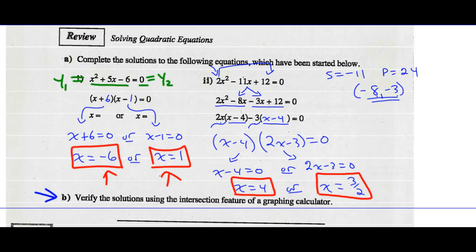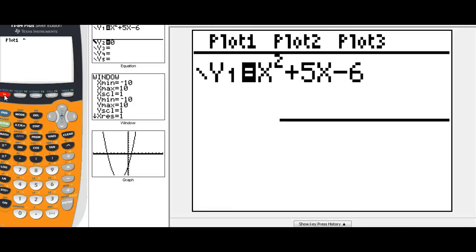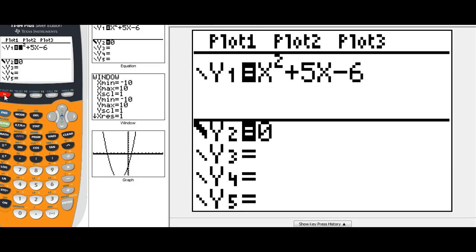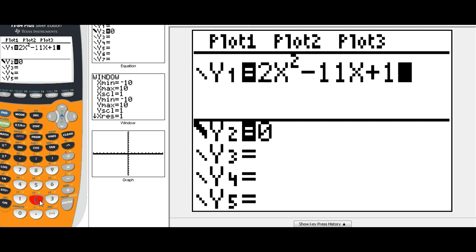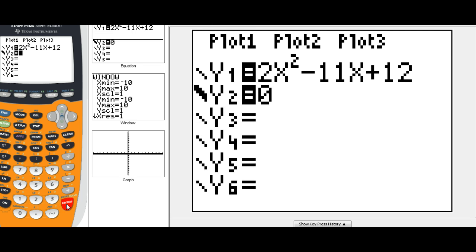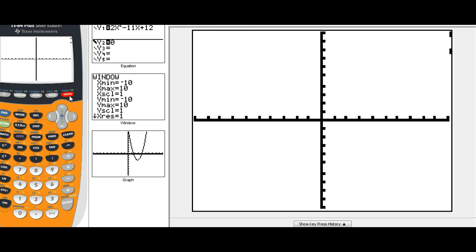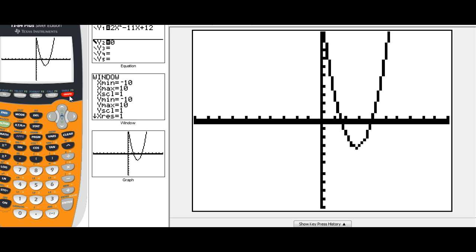I'm going to do the same thing for the second one. Go back to your calculator, go back to your y equals screen, and in y1, let's type in 2x squared minus 11x plus 12. In y2, let's let that equal the right side of the equation, which is 0. Graph it. We've already gone zoom 6, we just have to press graph. There is the left side of the equation, a parabola. The right side is the x-axis.